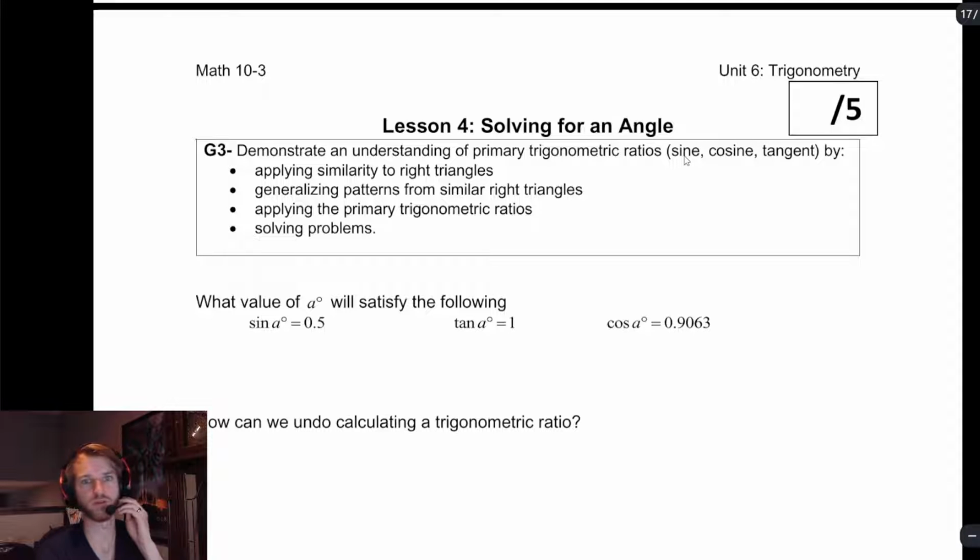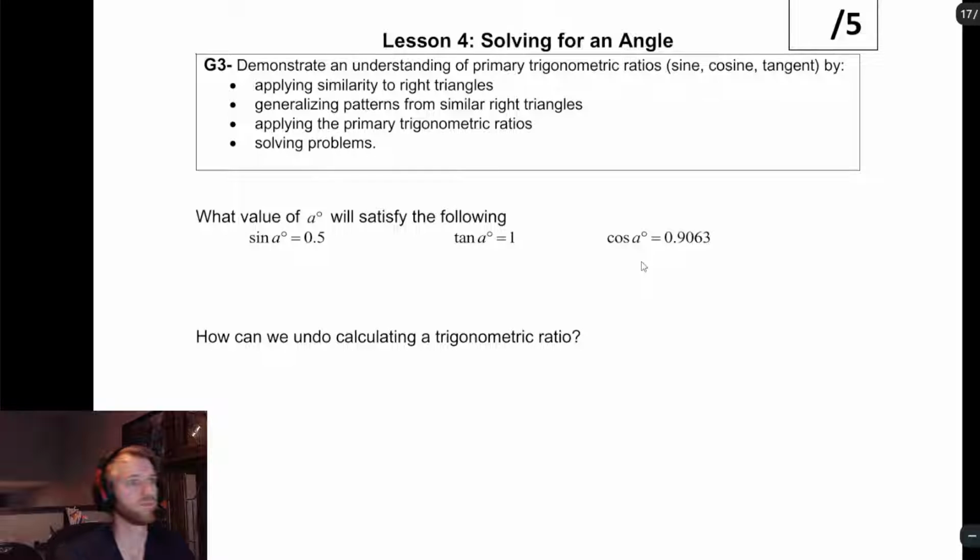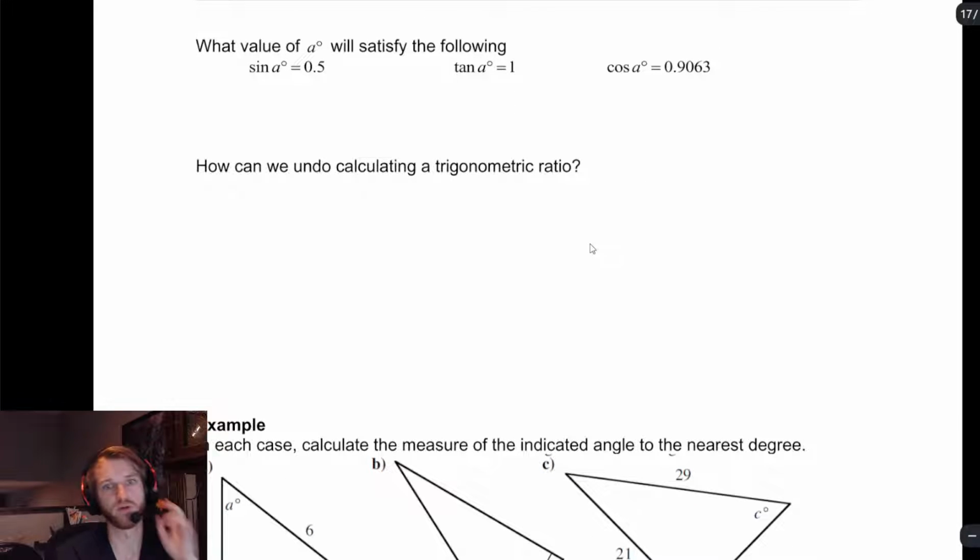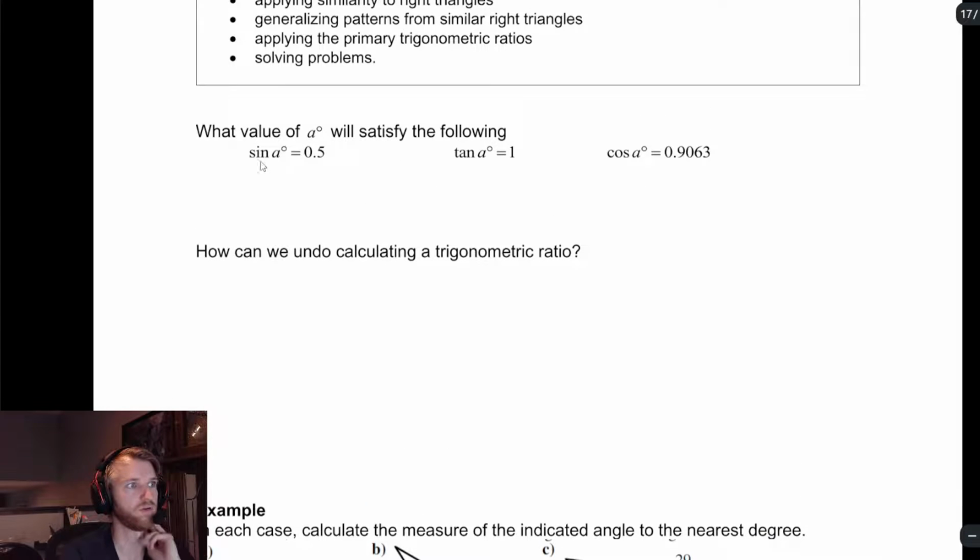All right, so this is the fourth lesson in our trigonometry unit, and this one we are going to be looking for an angle. So in the last video we were looking for sides. This time we are looking for the angle in a triangle if we've been given the sides. So the first thing we need to figure out is how do we figure out an angle in this equation?